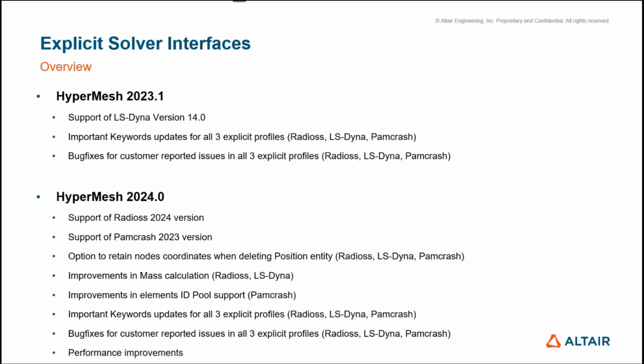We have new options for when deleting position entity to retain nodes coordinates or not. It's a pop-up window. I will come back to this one. We have improvements in the mass calculation, improvements in elements ID pool for the PAM-Crash interface, improvements in keyword support as well, and key customer bug fixes. Plus, last but not least, some great performance improvements for some important cases.